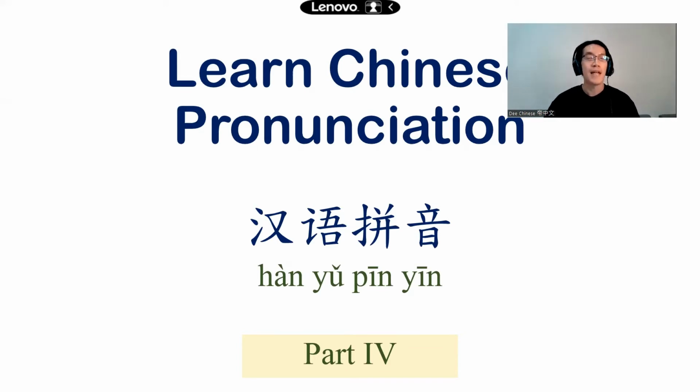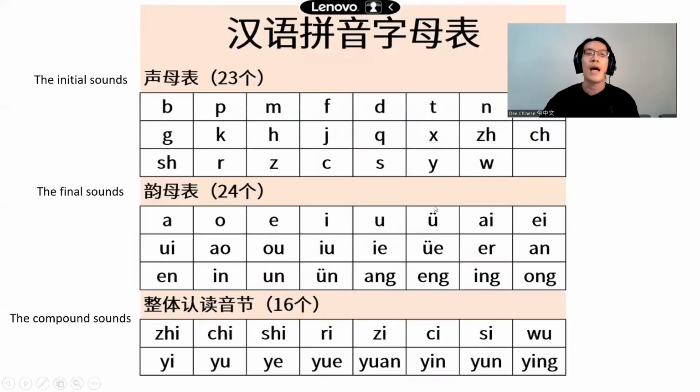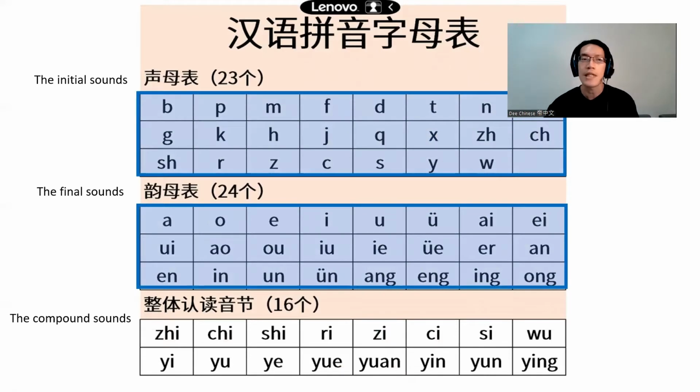Today, this video will be the last video on 汉语拼音. In this video, we will learn some very special exceptions of the rules in 汉语拼音. In the last video, we finished the initial sounds and the final sounds. So in today's video, I will focus on the compound sounds, teach you the special points, and show you how to pronounce these specific sounds. Okay, so are you ready? Let's go.